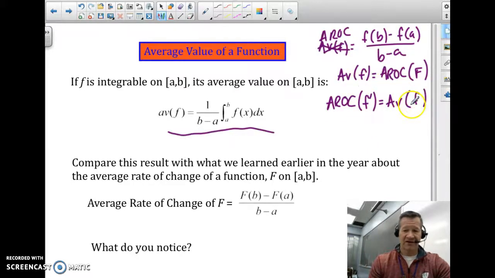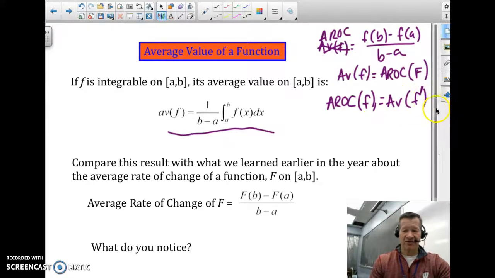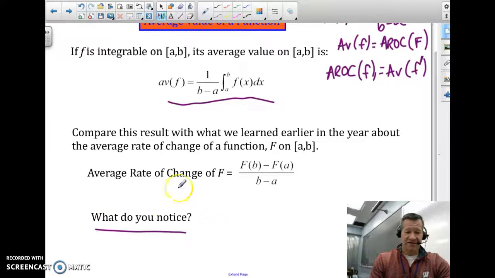Let me say it again, since I did this the wrong way. The average value of f prime is the same as the average rate of change of f. So finding the average rate of change of f is the same thing as finding the average value of its derivative. That's what I explained down here. So what do you notice? They're the same thing: the average rate of change of big F is the same as the average value of little f.